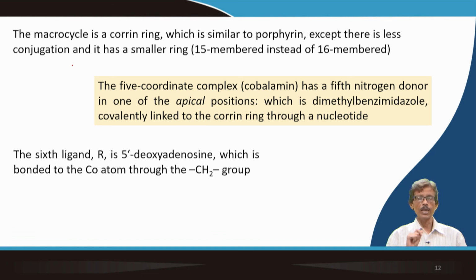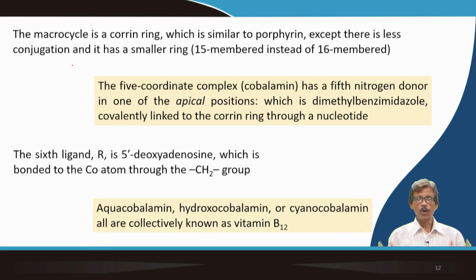Then the sixth will come as 5' deoxyadenosine, that is why the ado thing is coming, which is bonded to the cobalt center through a CH2 group. So, you link the carbon through CH2, giving you the corresponding cobalt-carbon bond. Then further, like cyanocobalamin, you can have the aquocobalamin.